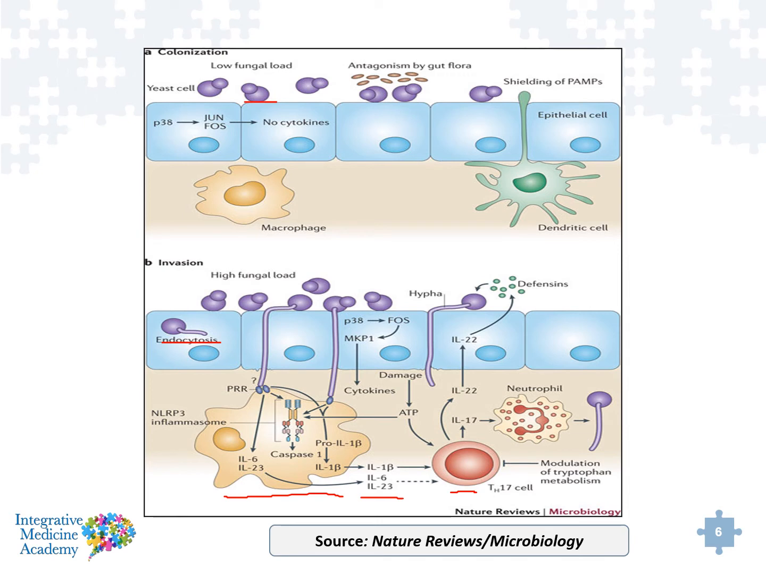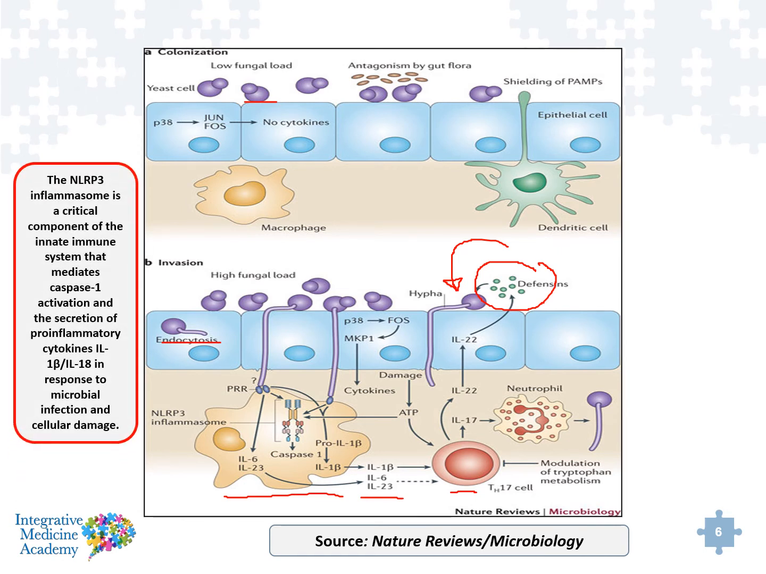Th17 cells produce interleukin 22, which induces the production of defensins. These are host toxic peptides that get released in an attack on Candida within the gut surface. And things tend to get more complicated from there.